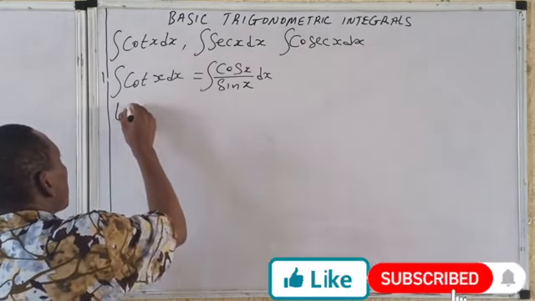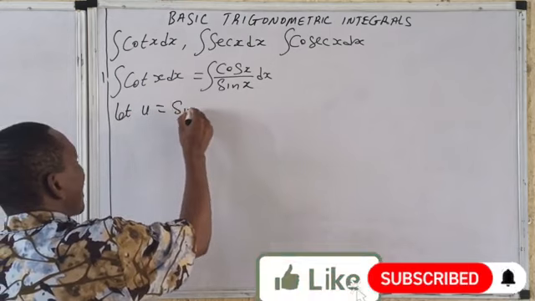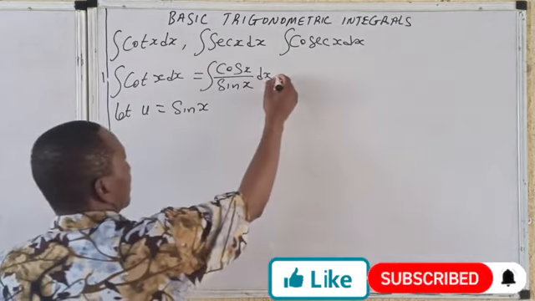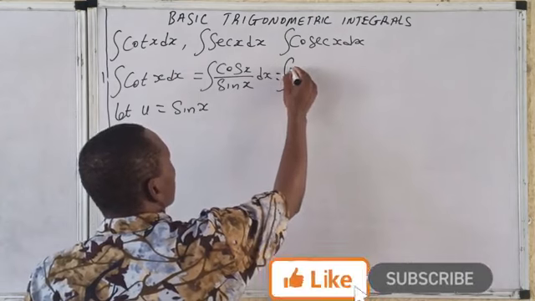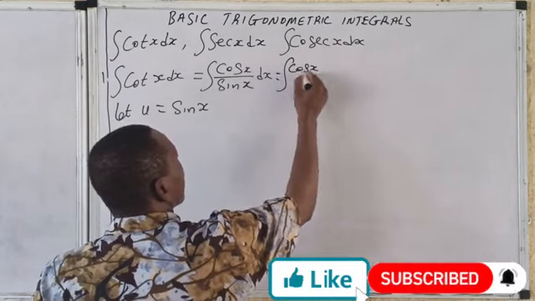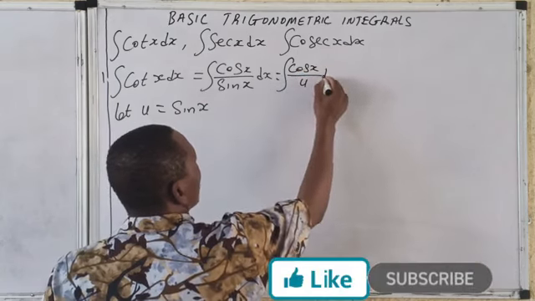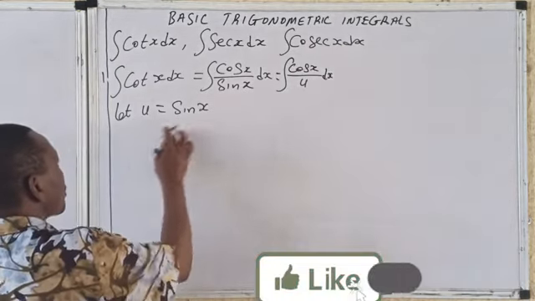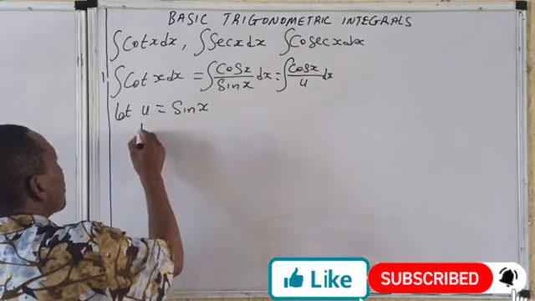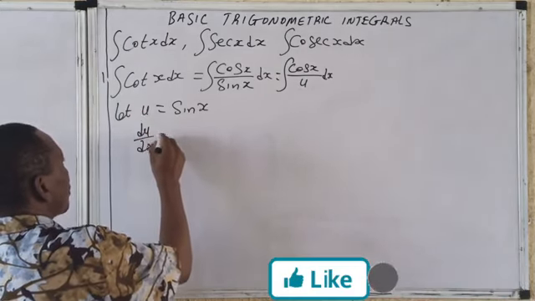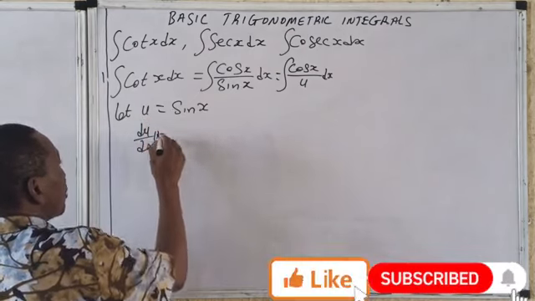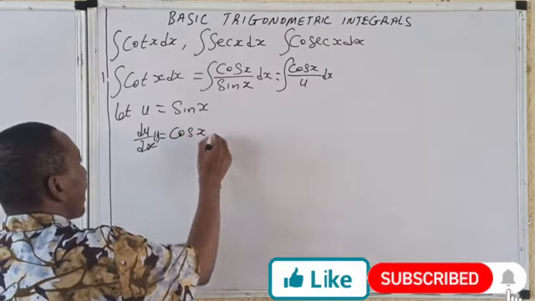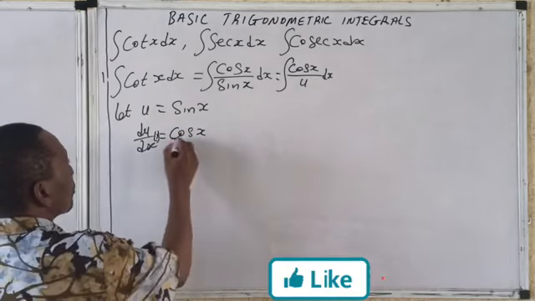So let u equal sine x. So this automatically becomes cos x all over u dx. Okay? So let's look for this dx. So differentiate both sides. So if you differentiate this, du dx, you have 1. Let's just put the 1 in brackets. And if you differentiate sine x, you have cos x. Okay? So put this over 1.